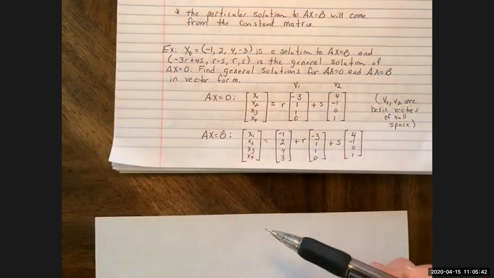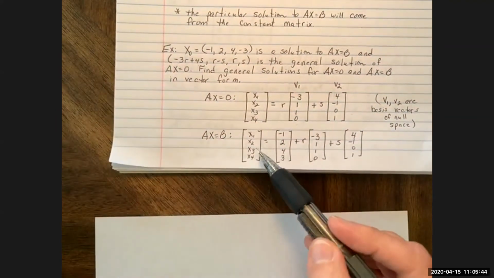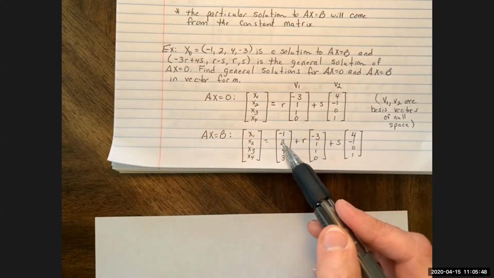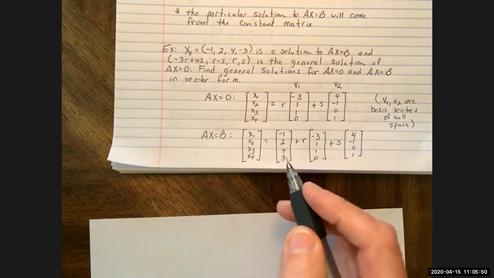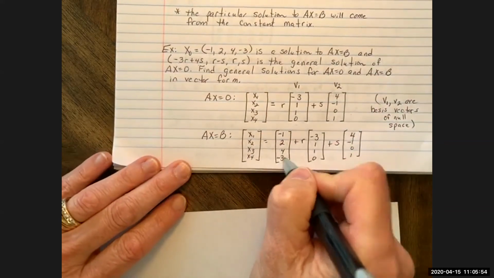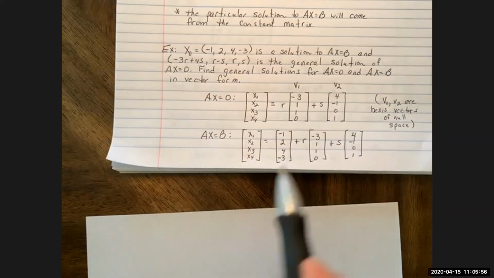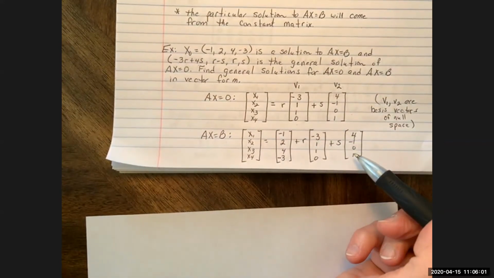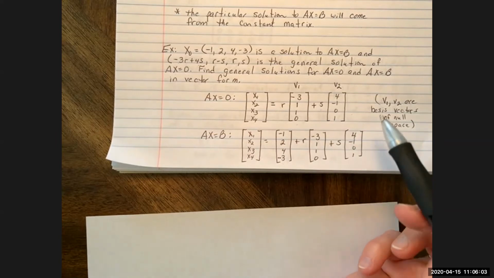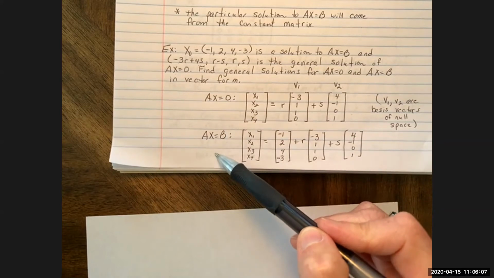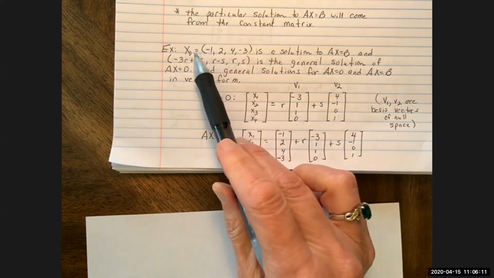And then to find the general solution for Ax equals b, the only thing that we need to add to that is to take our particular solution, -1, 2, 4, that should be -3, plus the linear combination that we used in the step above. So this is how you would write a general solution for Ax equals 0 and one for Ax equals b. The particular solution, if you're asked that, is what's given up here.